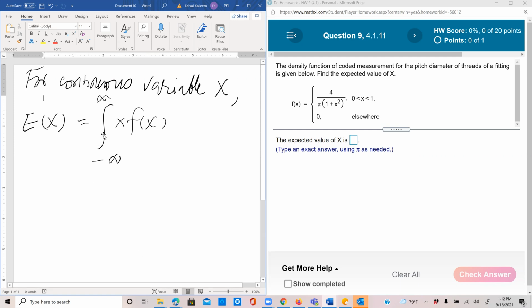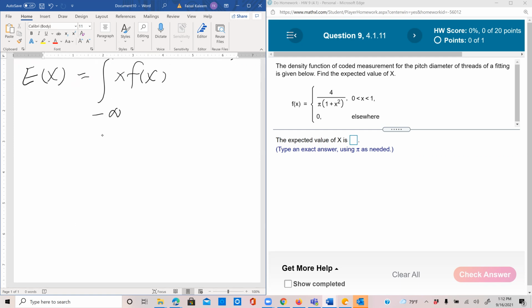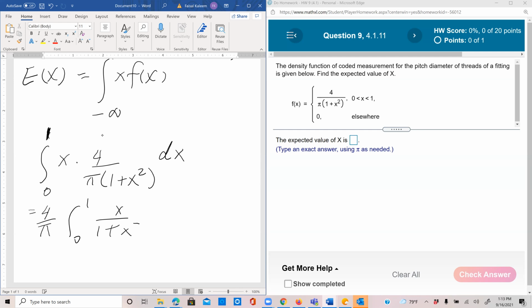So in this particular case, it would be the integral from 0 to 1 of x against fx, because 0 to 1 is the only non-zero range. X times fx, 4 over pi, 1 plus x squared dx. And now the 4 over pi is a constant. And it's the integral of x over 1 plus x squared dx.